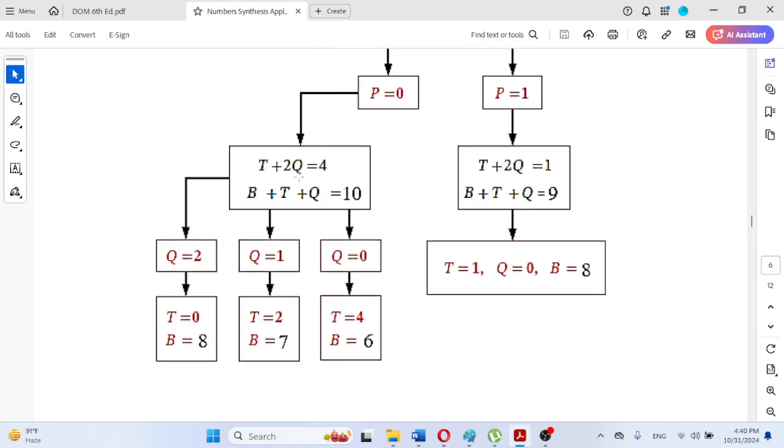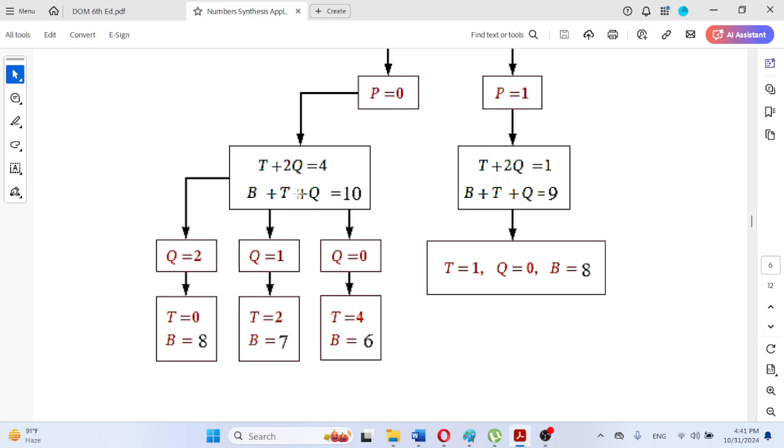So if Q is equal to 0 in this equation, we can observe that the ternary link will be 4, and the lower equation will give 10 minus 4, which is 6. So binary link will be 6. So here the set obtained is binary B equal to 6 and ternary link equal to 4. So 6 plus 4, the 10 links have been satisfied.